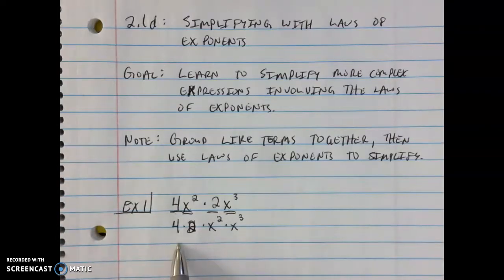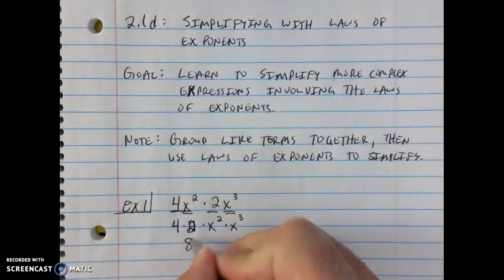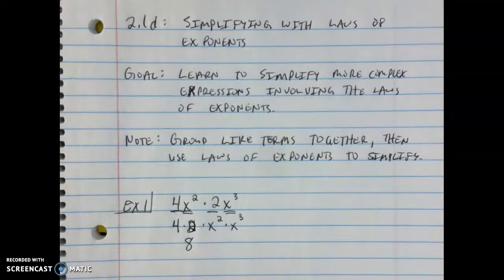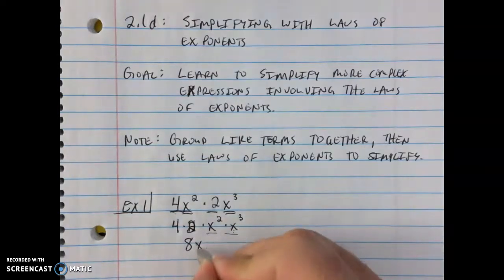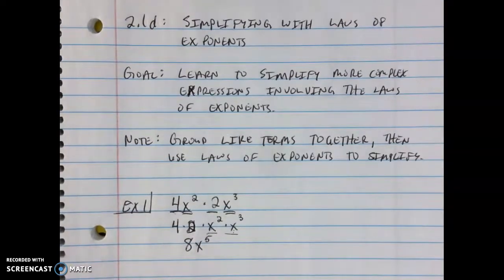So now with this 4 times 2 in the front, guys, don't overthink this. 4 times 2, don't think about laws of exponents at all. We know that's just 8. And then for x squared times x cubed, that's where we're going to want to remember our laws of exponents. When we're multiplying powers with the same base, we want to add the exponents together, and we get x to the 5th. And that's it. We've completely simplified that first expression.